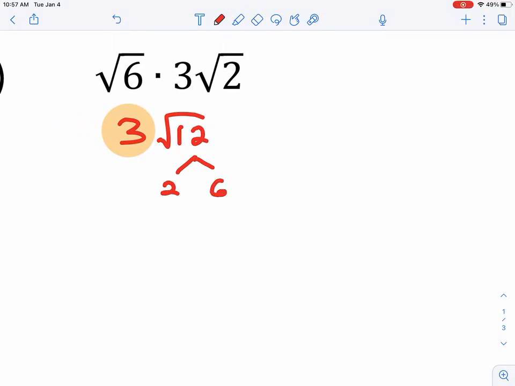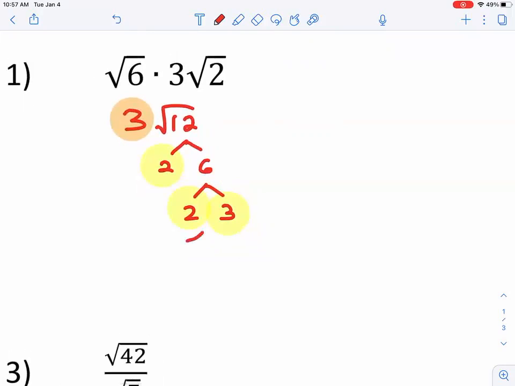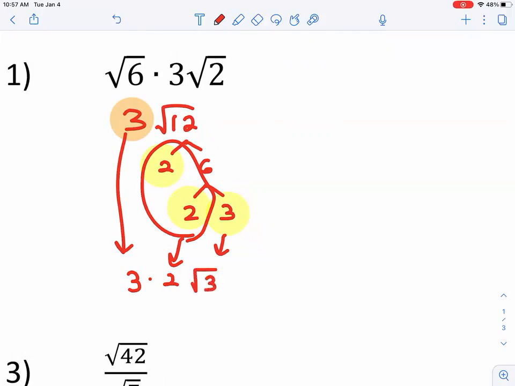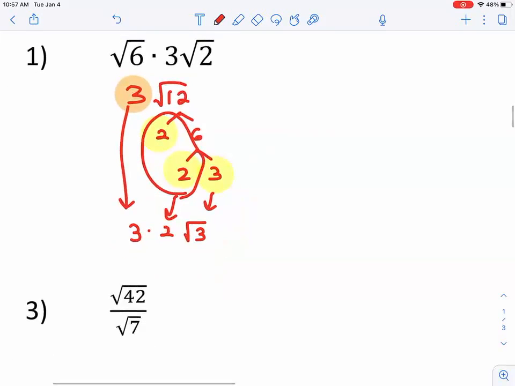So I know that that could be 2 and 6. 2 is a prime. And then 6 would be 2 and 3. So I have it down to all prime numbers. So once we have it down to all prime numbers, I pair them up. That 2 goes on the outside. This 3 doesn't need a pair. Remember, that was on the outside already. And then this guy's left over. And so our final answer would then be 2 times 3 is 6, square root of 3.